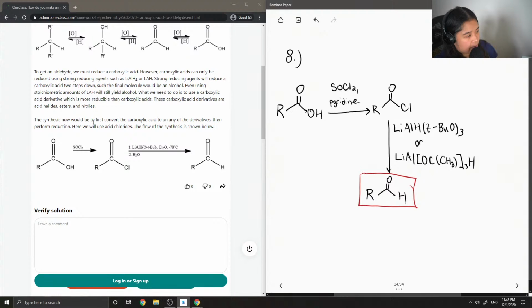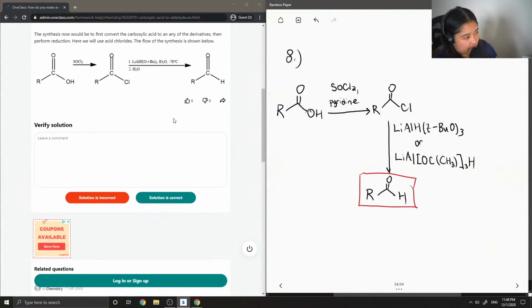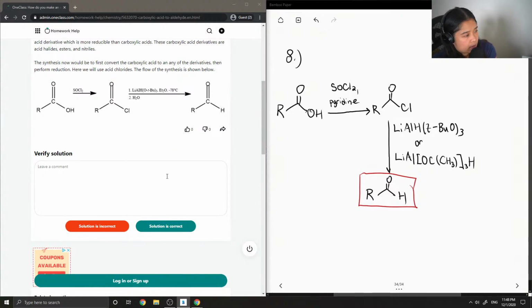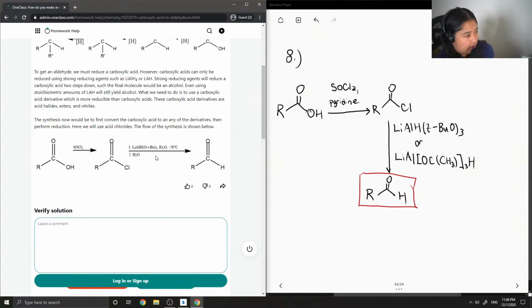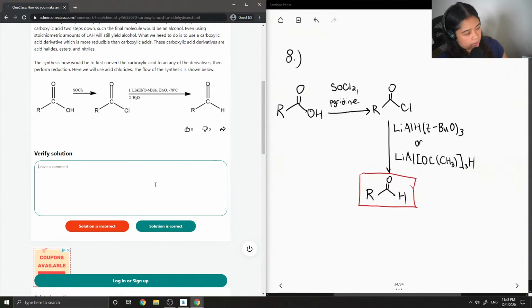The synthesis now would be to first convert the carboxylic acid to any of the derivatives, then perform the reduction. Here we will use acid chlorides. The flow of the synthesis is shown below. Yep, so this is what I used as well, but like the junior tutor mentioned, you don't need to make an acid chloride. You can use other derivatives such as esters and nitriles, but there are a lot of different ways to do that. So I would say this is one of the simpler ways to remember. So this solution is correct.